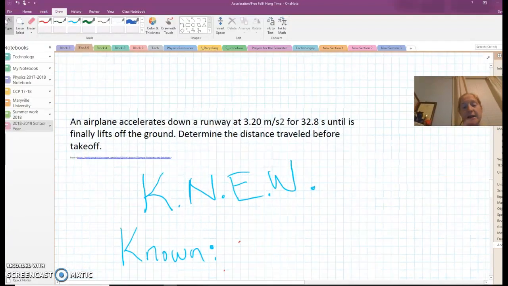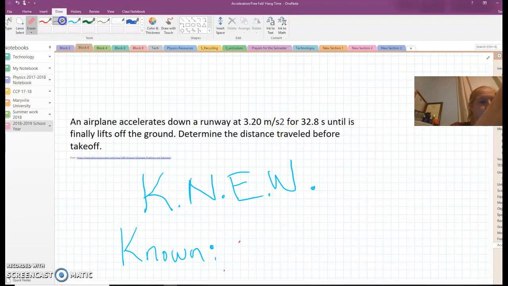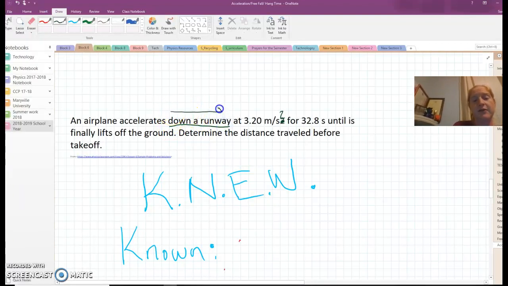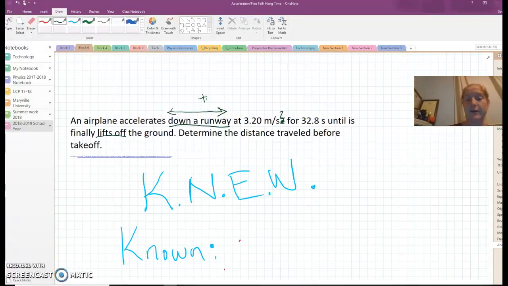An airplane accelerates down a runway at 3.2 meters per second squared. This should be a squared; I just copied and pasted and it didn't work right. For 32.8 seconds until it finally lifts off. Just that one sentence tells us a lot of information. First of all, down a runway. It's accelerating down a runway, which means it's going to be horizontal, and it's going to lift off, so it's a positive horizontal. So it's speeding up, it's not slowing down.